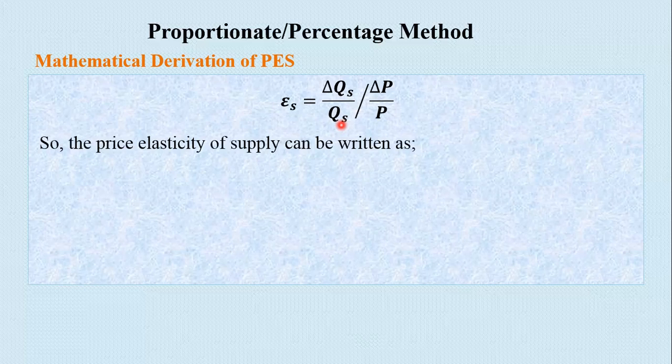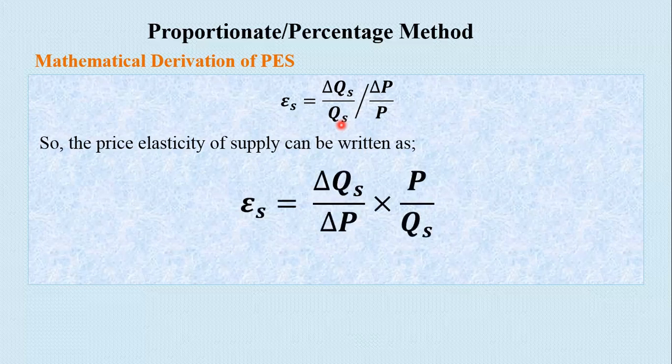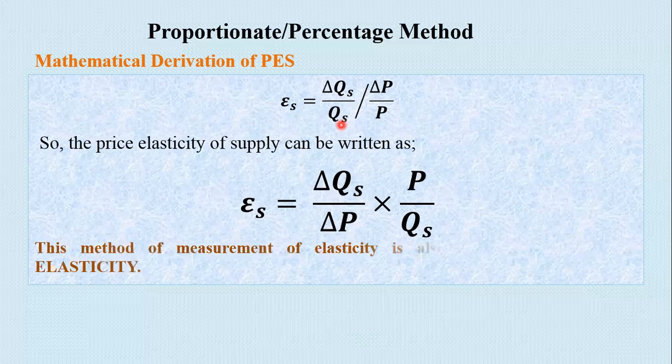So we can write this methodology in terms of the formulation as price elasticity of supply is equal to delta QS over delta P multiplied by P over QS. This method of measurement of elasticity is also known as the point elasticity. Why is that so? Because the values we are taking here, P and QS, these are the initial value for quantity supplied and initial value of price.